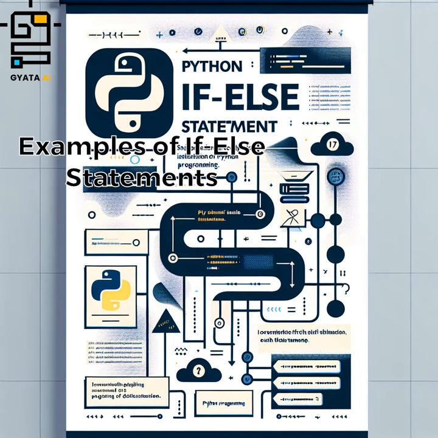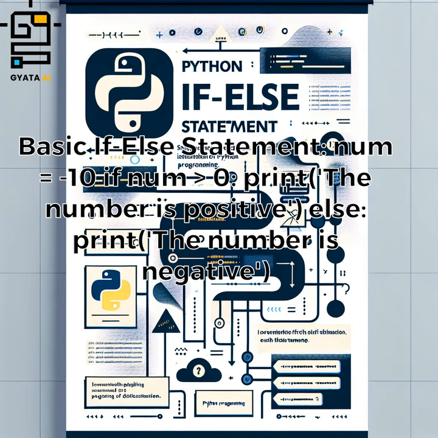Examples of if-else statements. Basic if-else statement: num = 10. If num is 0, print the number is positive, else print the number is negative.